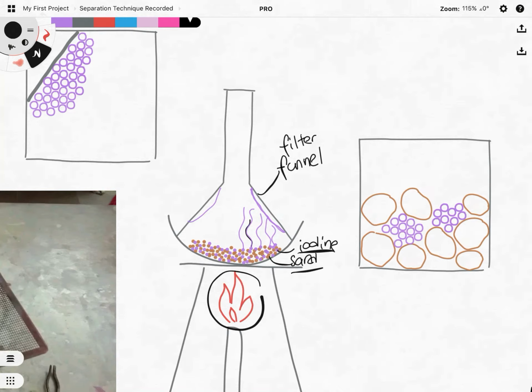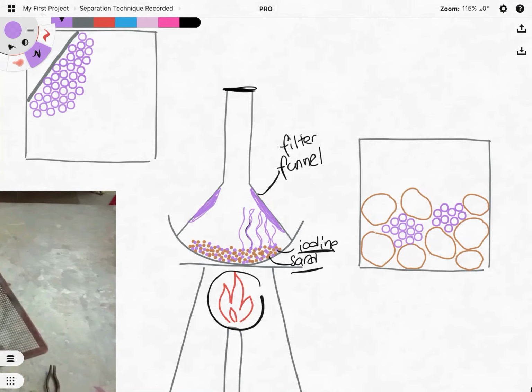This is a filter funnel that I've just inverted and placed on the very top. And I've also put a lid to make sure that the iodine doesn't just evaporate away. So what's happening here? The iodine, as it undergoes sublimation, immediately condenses back into its solid form over here, and it collects back over here as crystals.